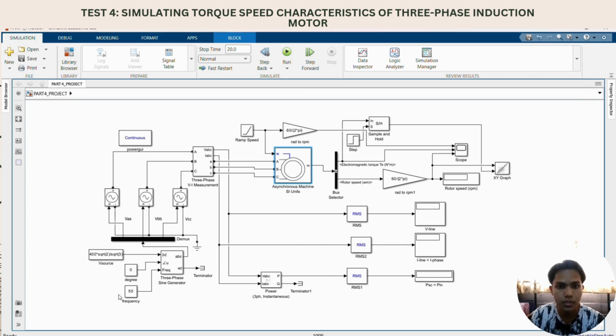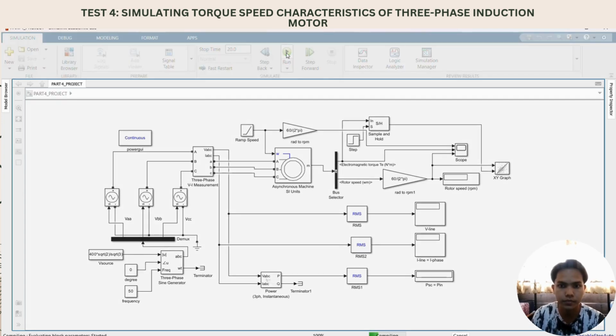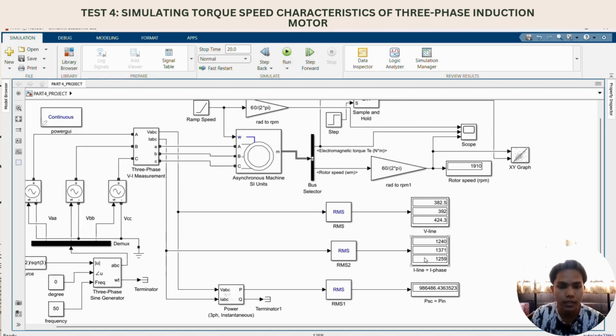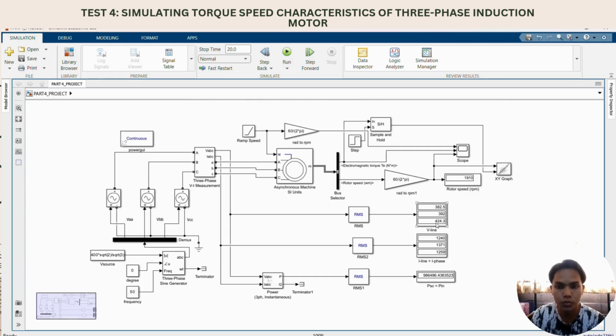So the frequency, we set at 50 Hz for this test project, and then we can start running this circuit simulation. So we can see the value of RPM, V9, I9, and also P input. So we go through the XY graph to see the output graph.